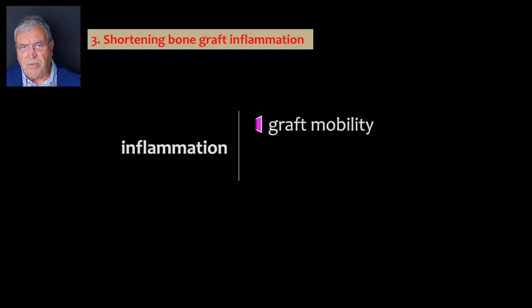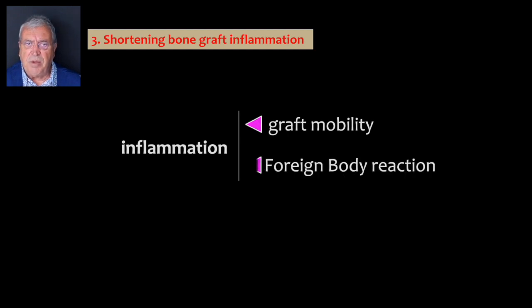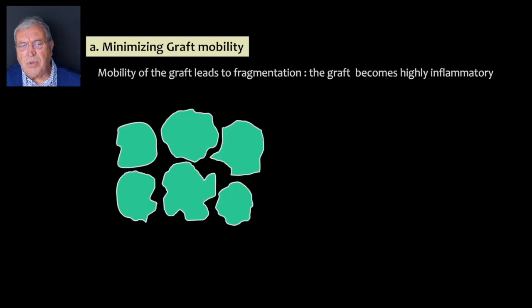We need to shorten the inflammation, which is coming from two origins: the graft mobility and the foreign body reaction. When we place the graft, we know that the muscles in the face will induce mobility of the whole space. And we know what happens. The bone callus is fragmented, and at the same time, the vessels are cut, and the bone becomes highly inflammatory.